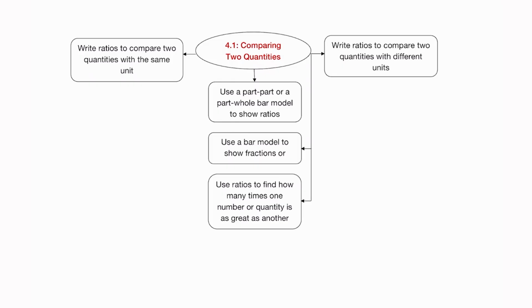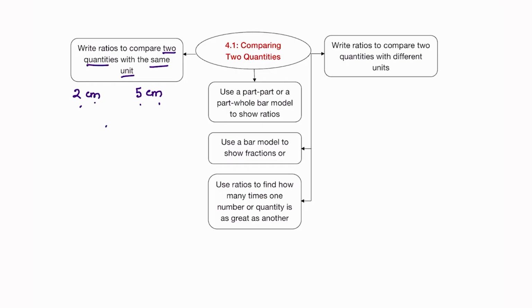Let's get started with the first part, which says write ratios to compare two quantities with the same unit. So we are comparing two quantities with the same unit. Let's take an example: 2 centimeter and 5 centimeter. So we have two quantities, right? Do they have the same unit? Yes, centimeter and centimeter. So how do we write a ratio?